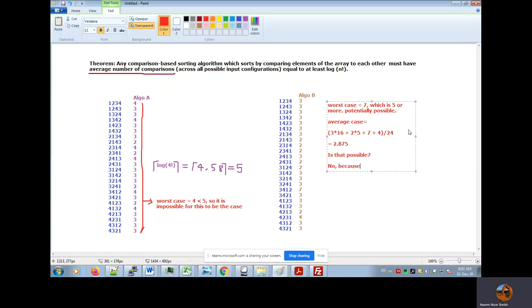Is that possible? No, because the above theorem says that we must have an average of at least log of 24, which is roughly 4.58. So this is not possible. Again, if this is a comparison based algorithm, it is impossible that this guy has an algorithm so good that its average is 2.875. This time it's not the worst case that's too good to be true, it's the average that is too good to be true.